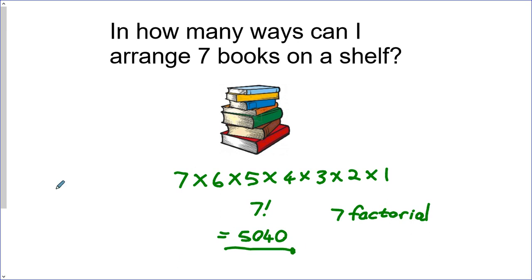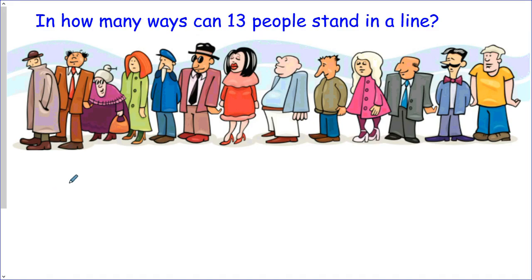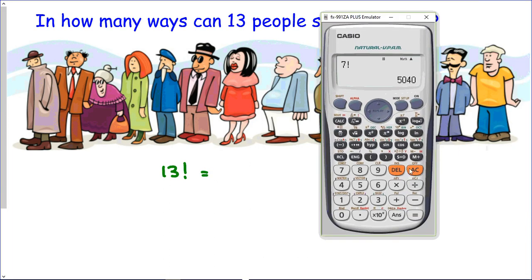Let's look at another example. In how many ways can 13 people stand in a line? Well, it'll be 13 times 12 times 11. It'll simply be 13 factorial. Let's take a look at that number. 13, shift factorial, and rather a large number.